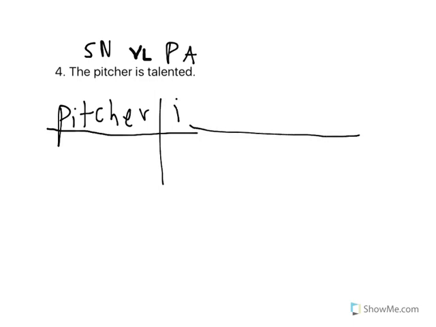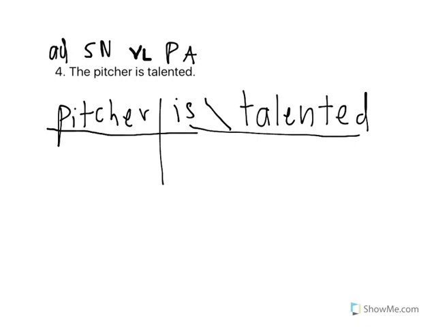Kind of messy there, sorry about that. Pitcher is, and we know we do the sideways line to point back to pitcher. Talented. And now we know the pitcher, the, is going to be an adjective describing pitcher. Which pitcher? The pitcher. And the T is going to be capitalized because it's capitalized in our original sentence. The pitcher is talented. So that's how you're going to diagram linking verbs.